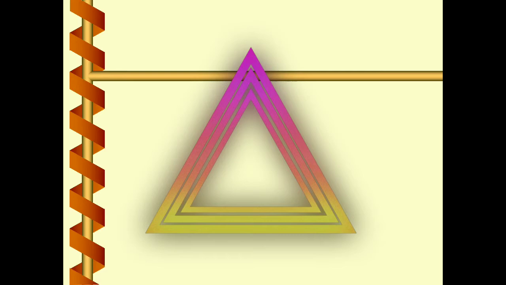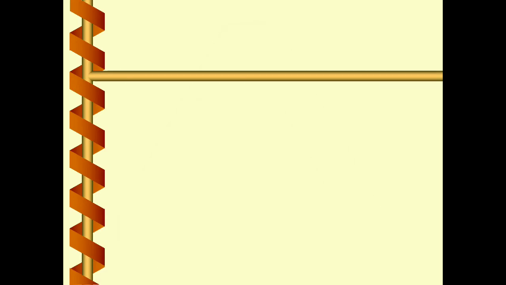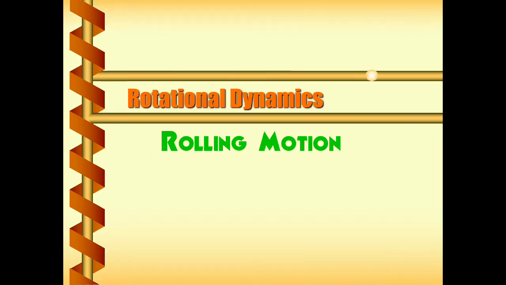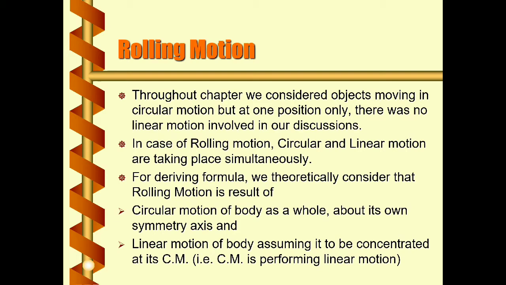So today we are discussing rolling motion. Rolling motion is actually a combination of translational and rotational motion, where the whole body will perform circular motion, and included in that circular motion there will be rotational motion. So that will be known as rolling motion.